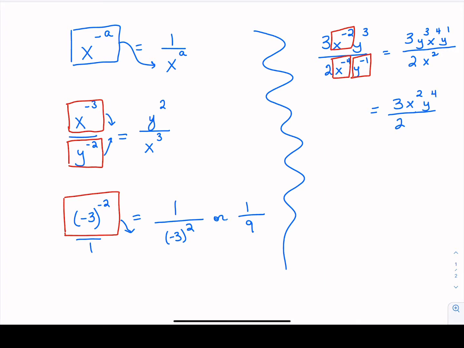So that's a quick recap of negative exponents, but sometimes when we put fractions or rational numbers in those exponent positions, it can be a little bit confusing. So we'll work through a few of those examples as well.